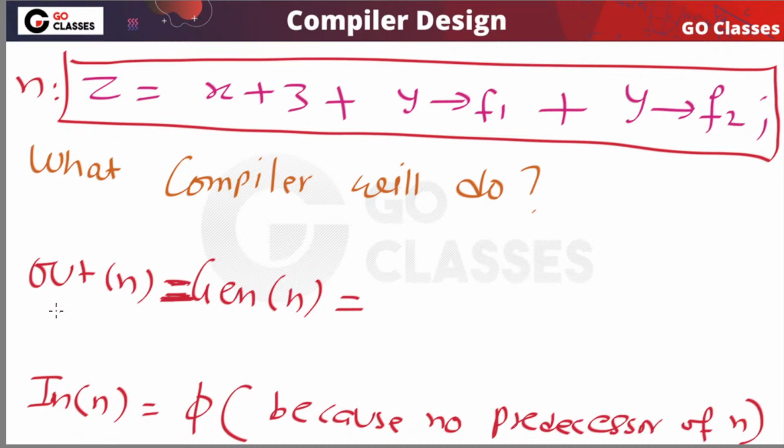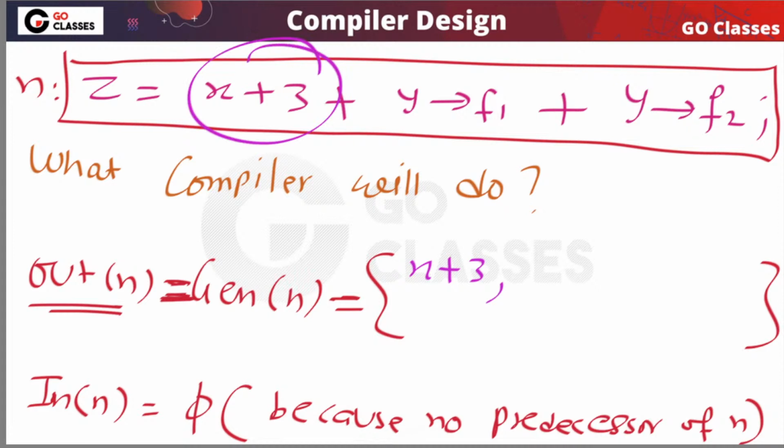Now what is out? Out is simply what? You know the equation for out. Okay, the killed. So there is nothing to kill here. So finally I can say, what are the available expressions? Just tell me at this point. What expressions are available? Can anyone tell me? You can notice the expressions that are available are, so your compiler will compute x plus 3.